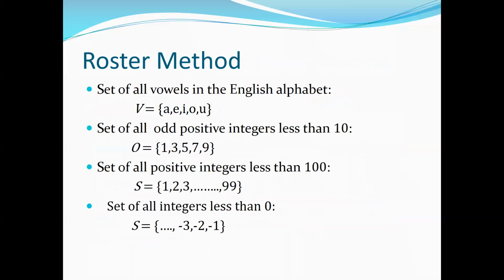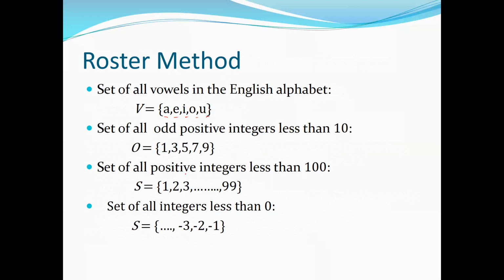Clear? Okay. So using the roster method, a few examples. The set of vowels in the English alphabet: you can write B equal to A, E, I, O, U. Directly you can list the elements of the set, right? The set of all odd positive integers less than 10: 1, 3, 5, 7, 9. Set O contains all the odd positive integers less than 10.